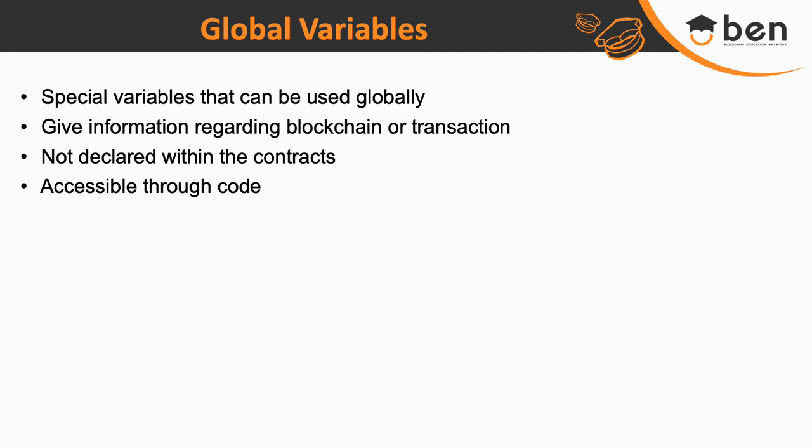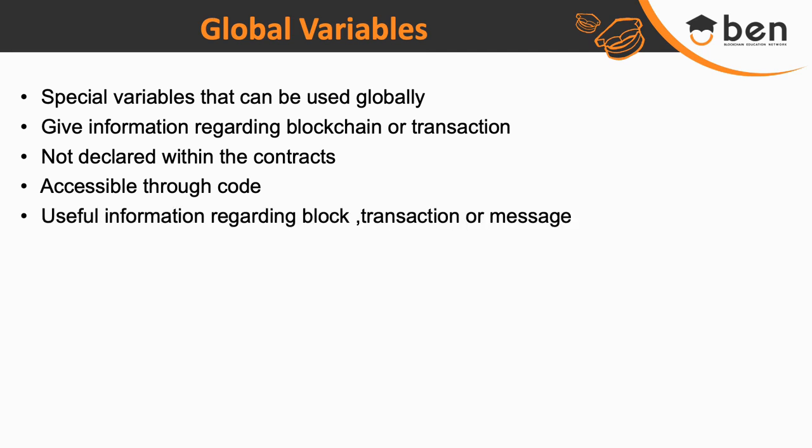The important point is that you need not declare them. You cannot actually declare them. They are available to you straightforward, and you can use them inside the function as well as outside the functions. As I told you, they are useful for getting information regarding the block, the transaction and the messages. We are going to have a look at some important global variables. The list is huge. We can refer to the list at the official Solidity website and try to implement that in code as well. For today, we are going to see some global variables and try to use them in our code.